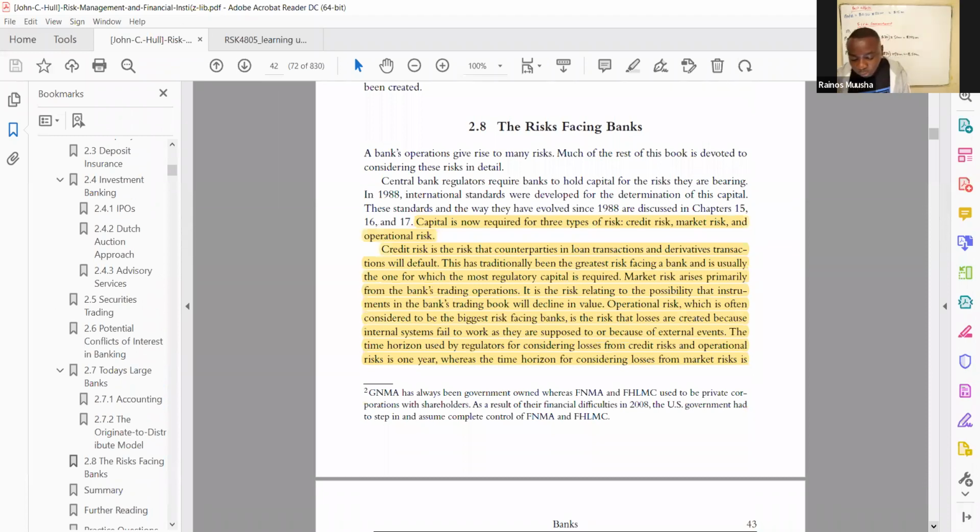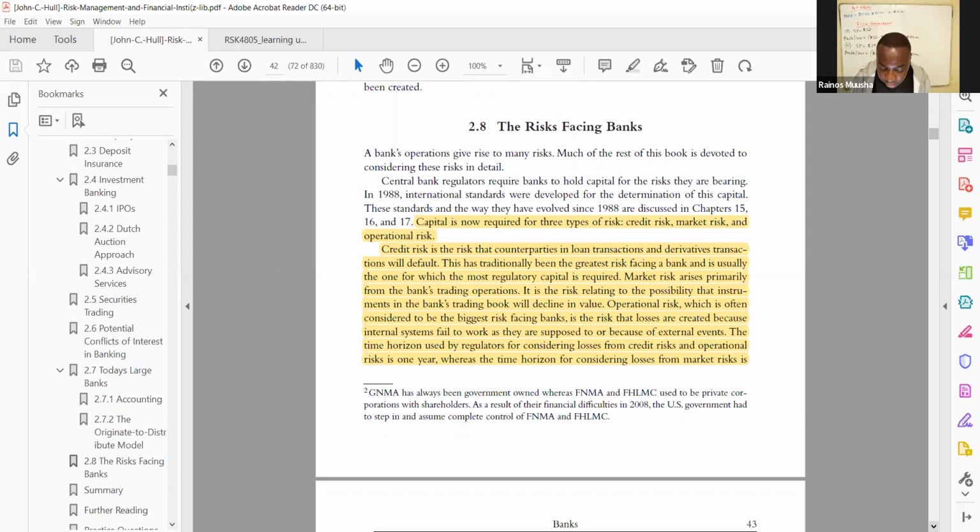In unit 2.8, we look at the risks facing banks. In the second paragraph, on the last sentence, they say capital is now required for 3 types of risks. We're going to look at it in detail when we look at the Basel Accord and how it has developed, because initially the capital adequacy was focusing more on credit risk. But as they've seen over time, credit risk is not the only risk that the capital of the bank needs to account for. So that's why capital is now required for 3 types of risks: credit risk, market risk, and operational risk.